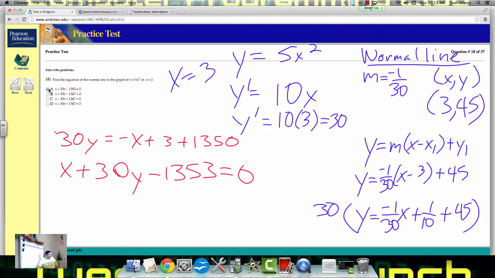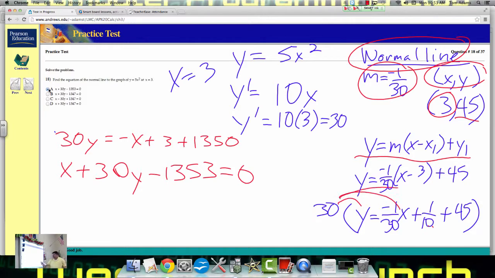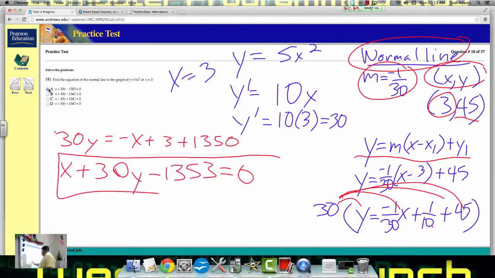In order to write the equation of the line, I need the slope, and then I need a point on the normal line. Well, the point on the normal line is the same point on the curve. So I evaluated the function at x equals 3, and that yielded y equals 45. Then I plugged all that information into the point-slope form, and I got this. When I distributed the 30 through the parentheses to each term, this was my final equation of the normal line. Yes?